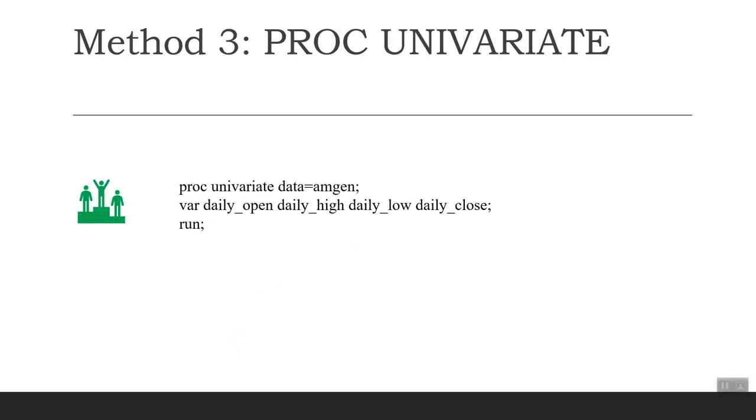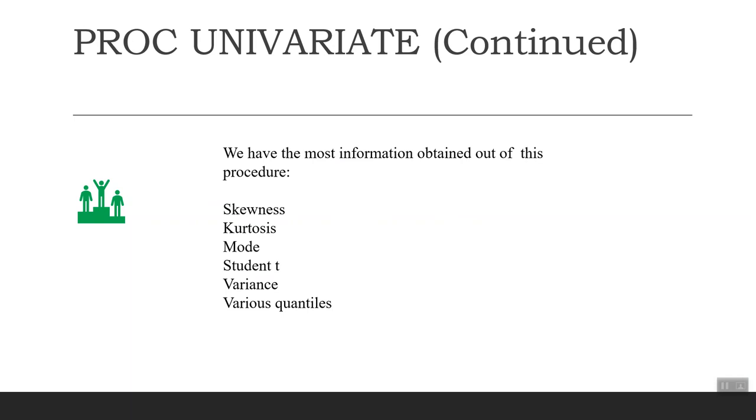Our final method is PROC UNIVARIATE. This one is very straightforward. We only need to list out all these variables. And we get the most information out of this procedure, such as skewness, kurtosis, mode, Student's t, variance, various quantiles.